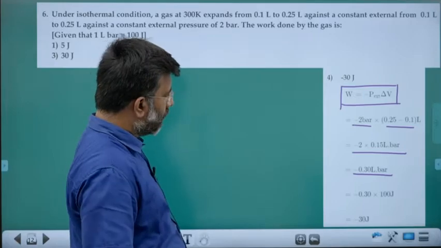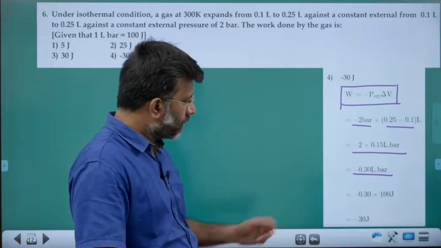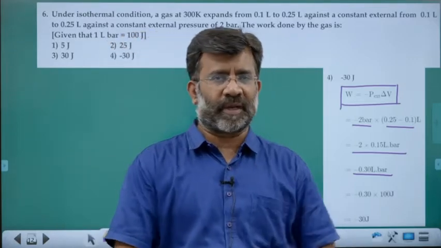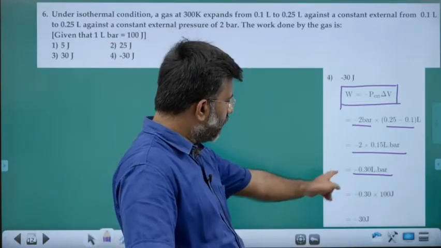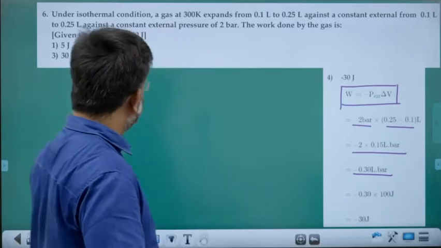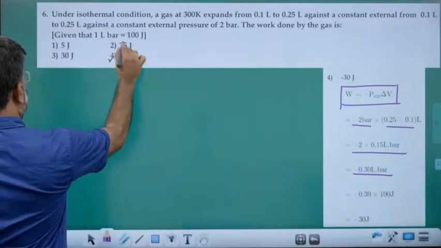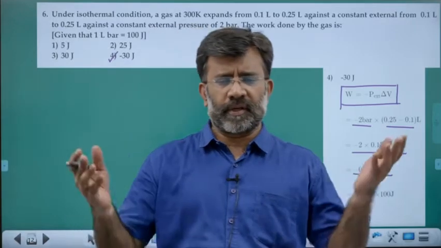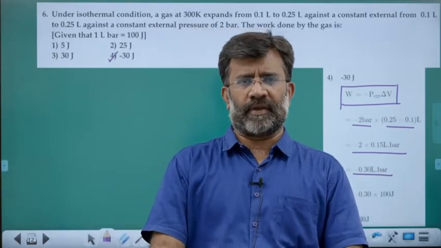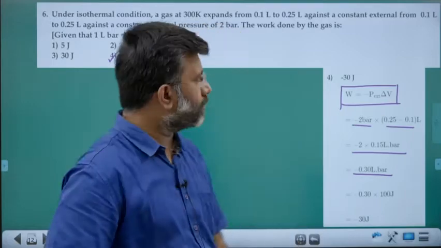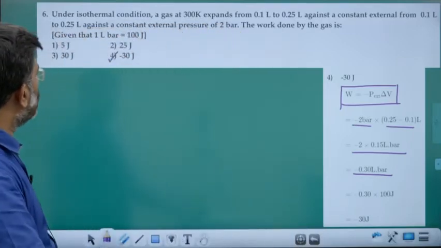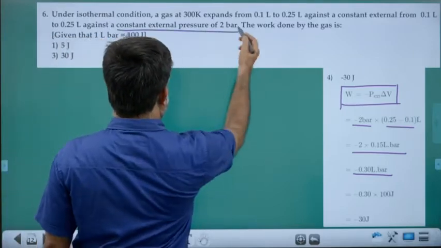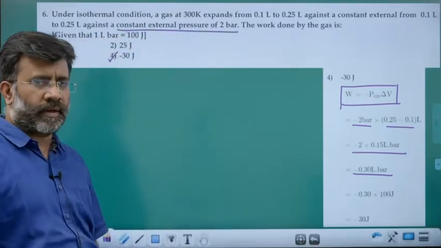In liter bar you get the value 0.3. And how to convert into joules? Into 101.33 or approximately 100. So it is 0.3 into 100, that is minus 30 joule. Option 4 is the correct answer. Everybody knows the work done equation, P delta V. Substitute and find out. Okay. Next one. Remember, it is given against a constant external pressure, irreversible work done.